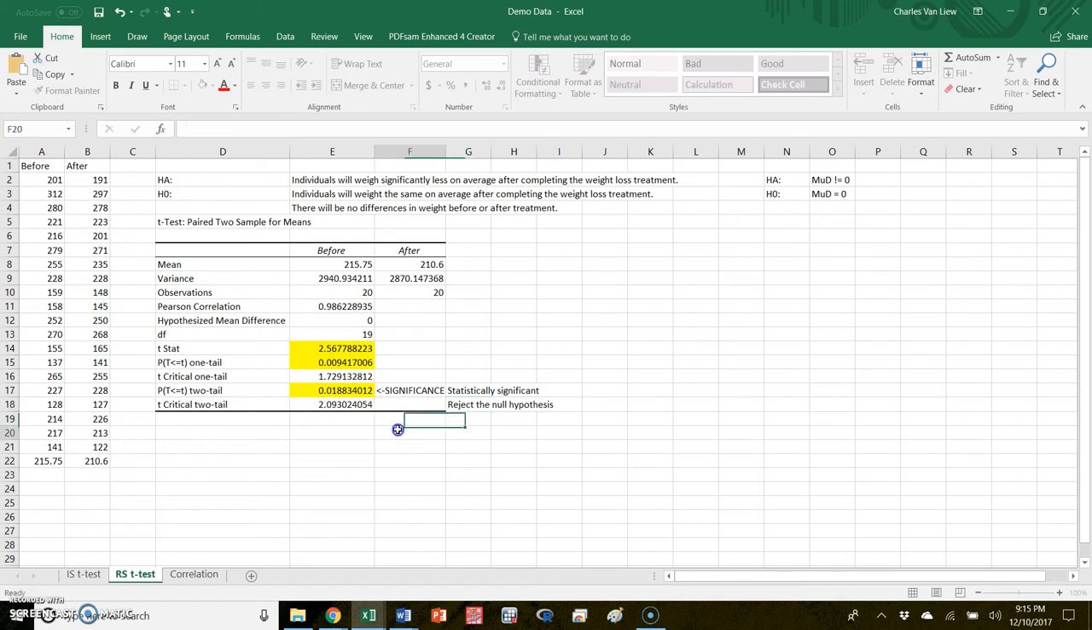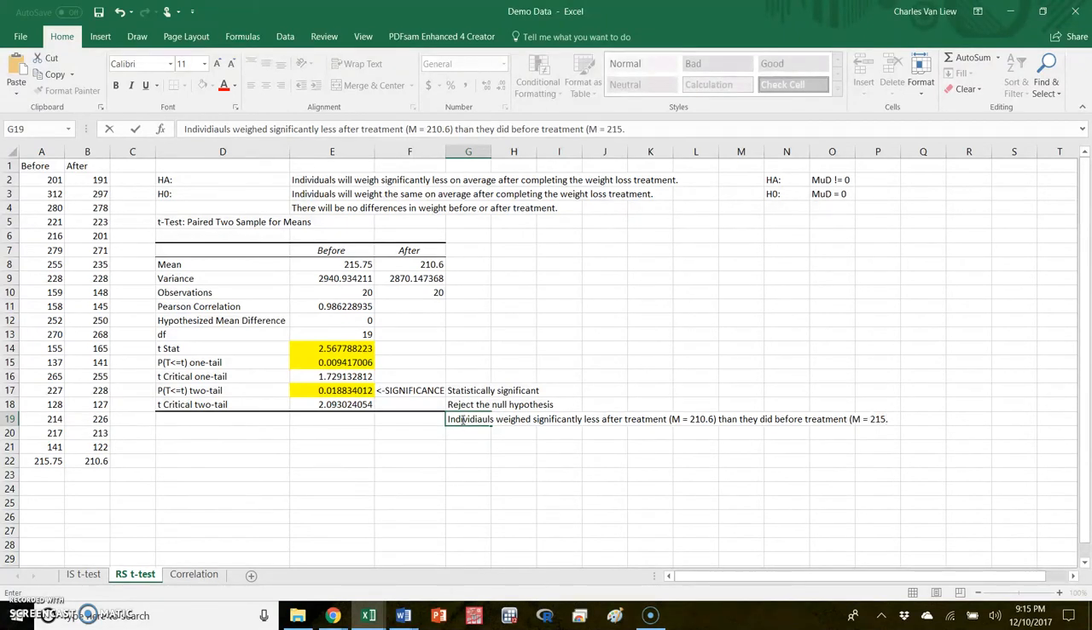So we then need to interpret this, what is the nature of the difference? And we see that people weighed significantly less after treatment because the test is significant and the weight was lower after than it was before. So we would say that individuals weighed significantly less after treatment, a mean of 210.6, than they did before treatment, and the mean is 215.75. So there we have basically what our results mean.